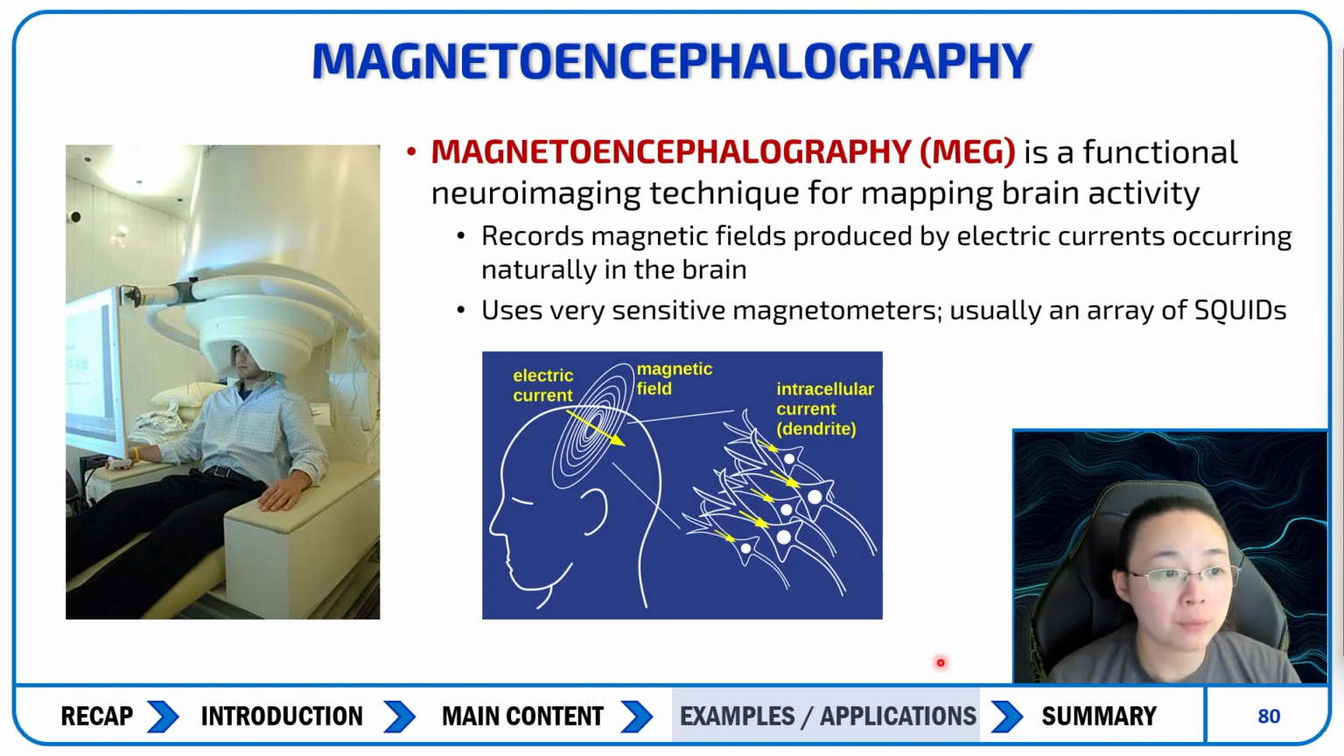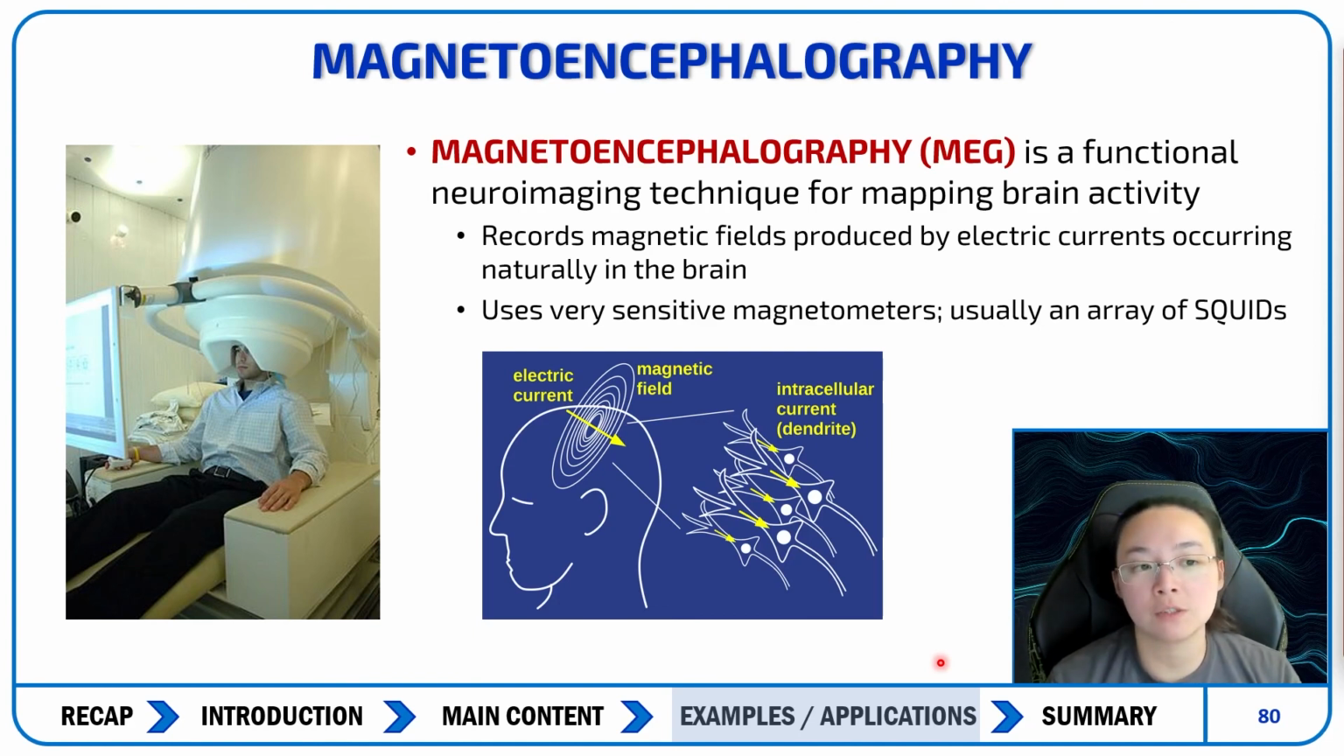It's a functional neuroimaging technique for mapping brain activity, very comparable to the EEG, electroencephalography method that we talked about before. But of course, the method of operations is going to be much different. What it does is it records the magnetic fields that are produced by electric currents that take place naturally in the brain.